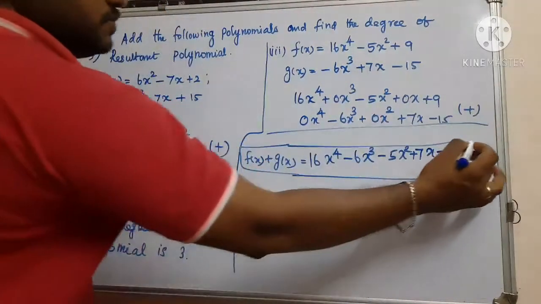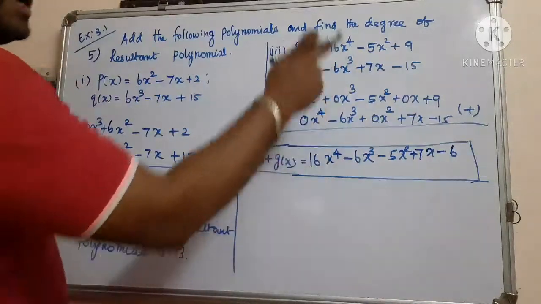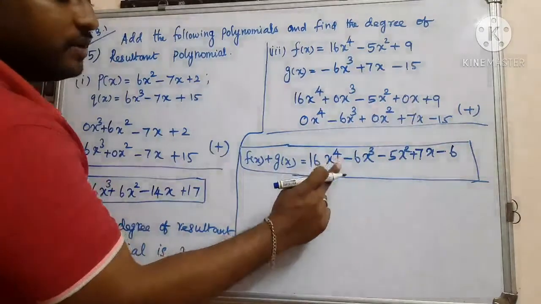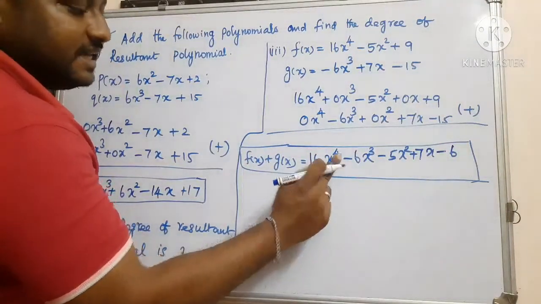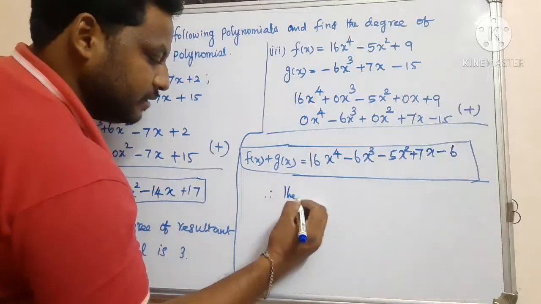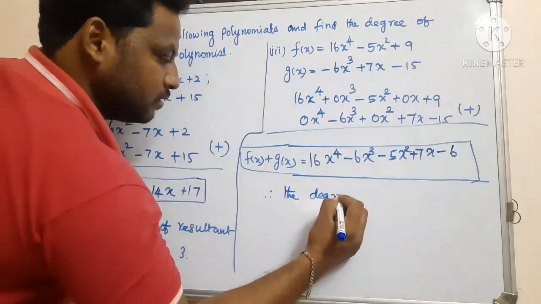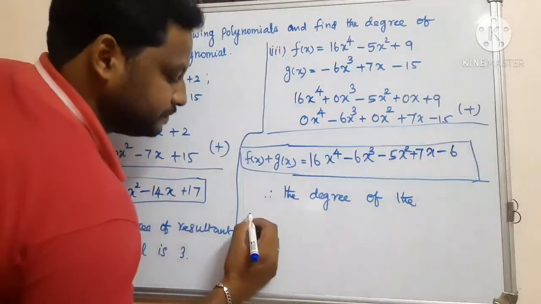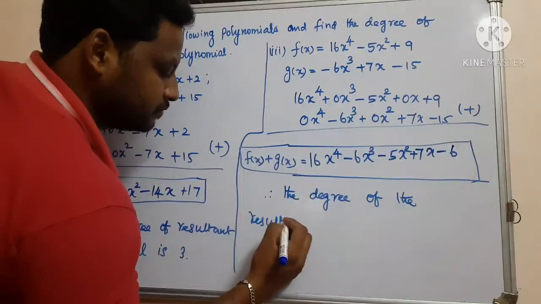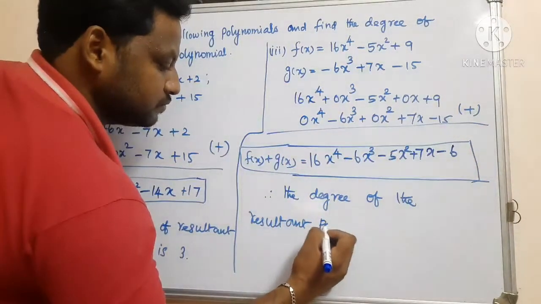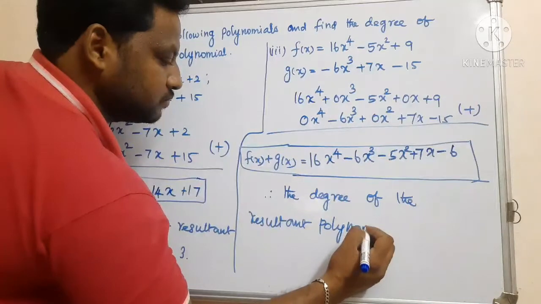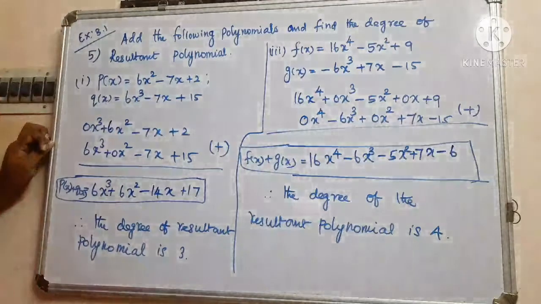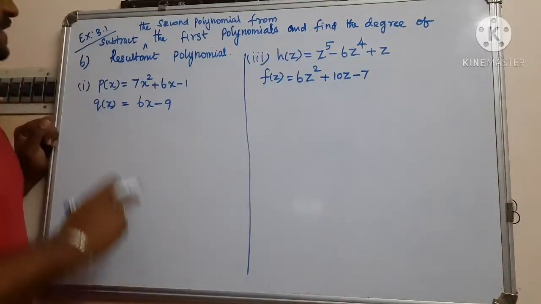Okay, so now we have to find out the degree of the resultant polynomial. The highest degree is x power 4. So power 4 is the highest degree value. So therefore the degree of the resultant polynomial is 4. Clear? Now we move on to sixth question.